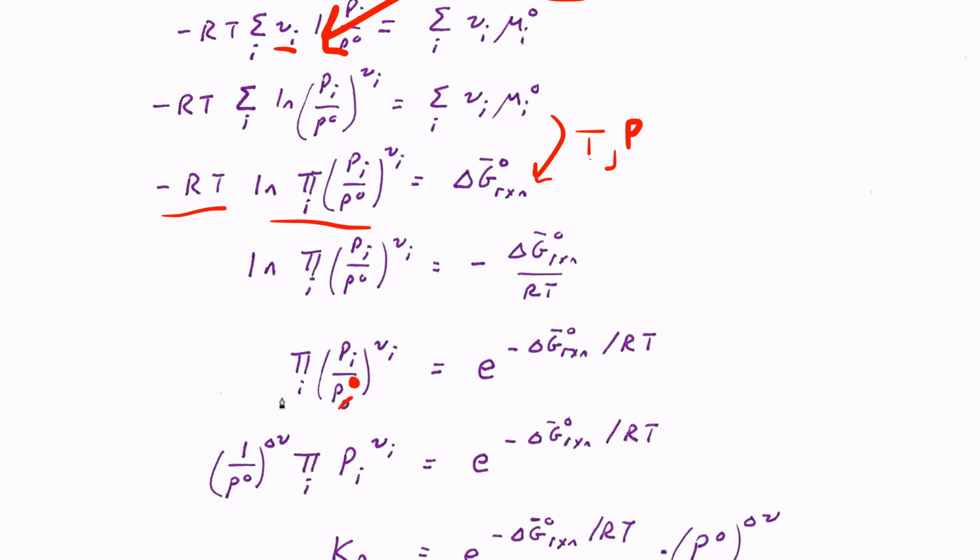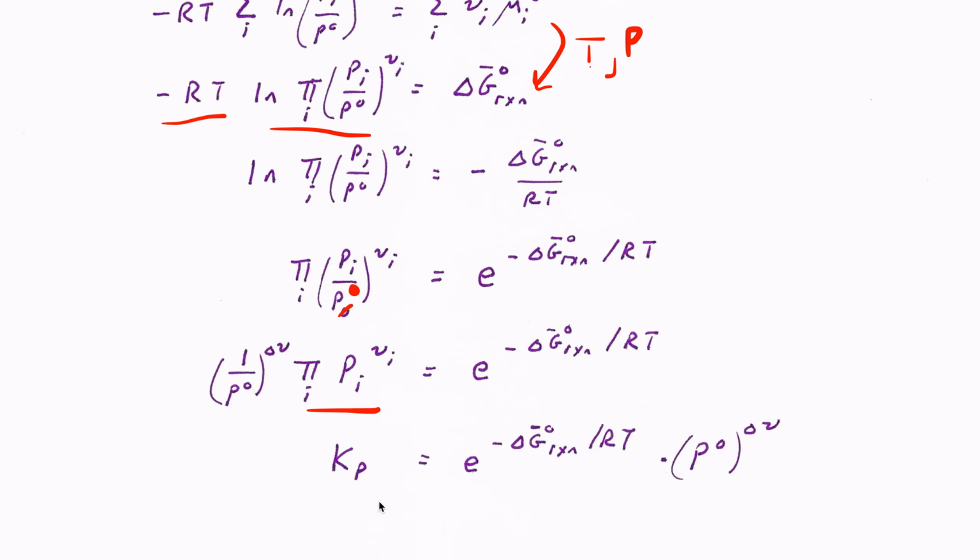Standard pressure, if I pull that out of the product, so that I've got 1 over P naught raised to the delta nu times this product of pressures raised to the stoichiometric coefficients, that term finally begins to look like an equilibrium constant. If I take the P naughts and move them over to the right side of the equation, what I find is that the equilibrium constant Kp is equal to e to the minus delta G over RT times standard pressure raised to the delta nu.